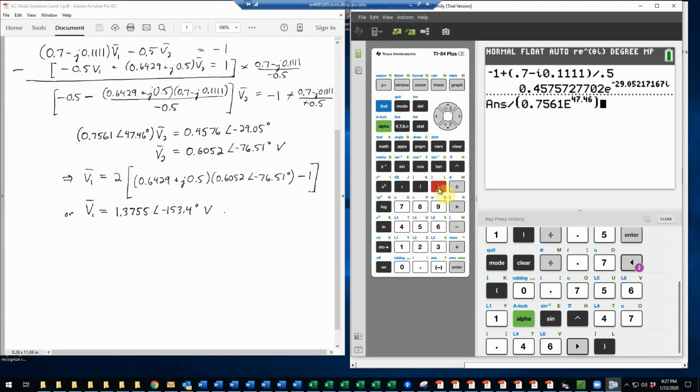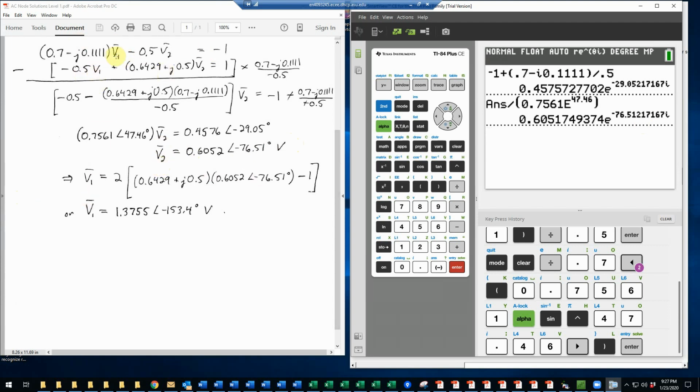Okay, so we have that, close parentheses, enter that, and that would give us our value here for V2 bar of 0.6052 to 4 digits, angle negative 76.51 degrees, and the units there would be volts. Then I need to find V1 as well, because I needed the difference of those two numbers for my SOT variable. So I can take either one of these two equations and plug in V2 bar and solve for V1.